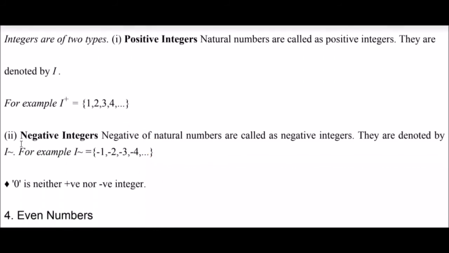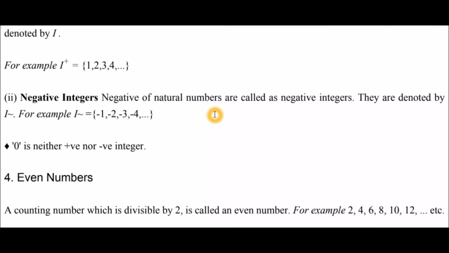Now coming to the second one, negative integers. What is meant by a negative integer? The negative of all natural numbers. So 1, 2, 3, 4 are natural numbers, and the negatives of all natural numbers, minus 1, minus 2, minus 3, minus 4, and so on, are called negative integers. They are denoted by I negative. For example, I negative is equal to minus 1, minus 2, minus 3, minus 4, etc.